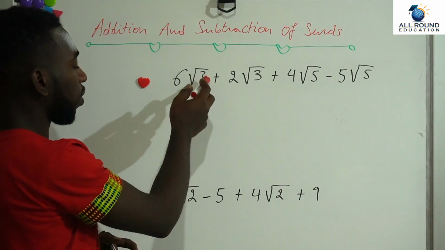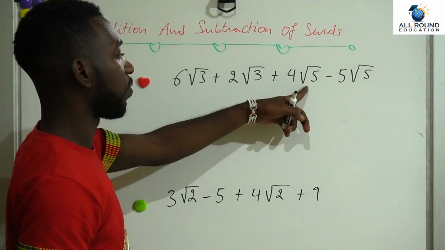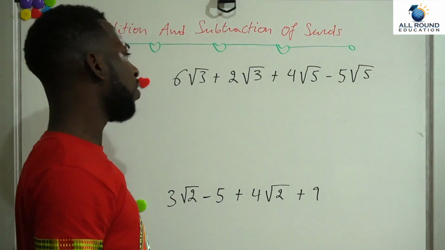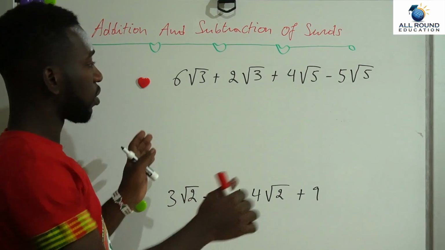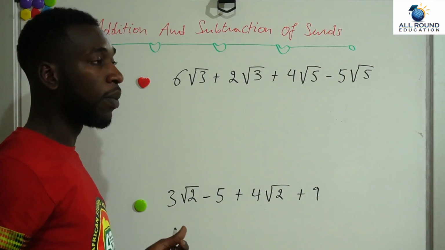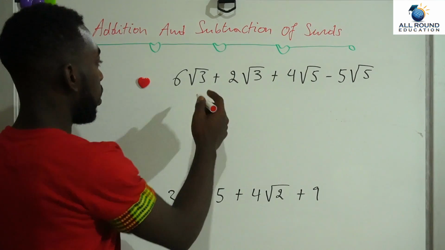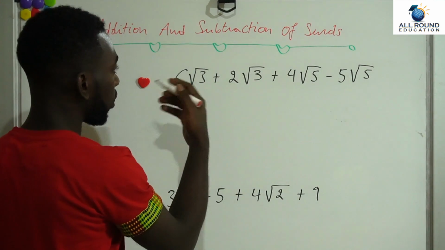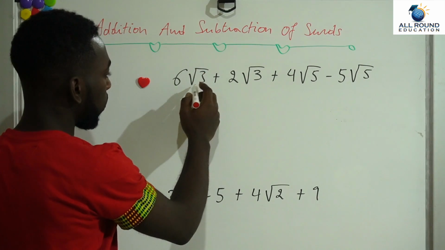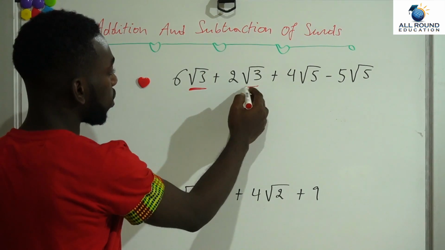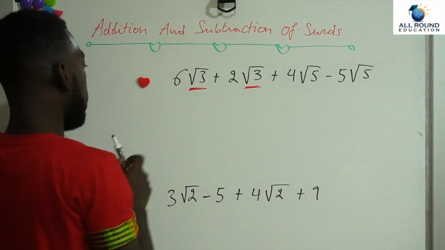So here we have square root of 3. Can you simplify this any further? No. The same with the square root of 5. They're already written in the simplest form, so what you have to do now is collect the like terms. The like surds are the ones with the same surd. Here we have this and this. These can be added together because they are like surds.